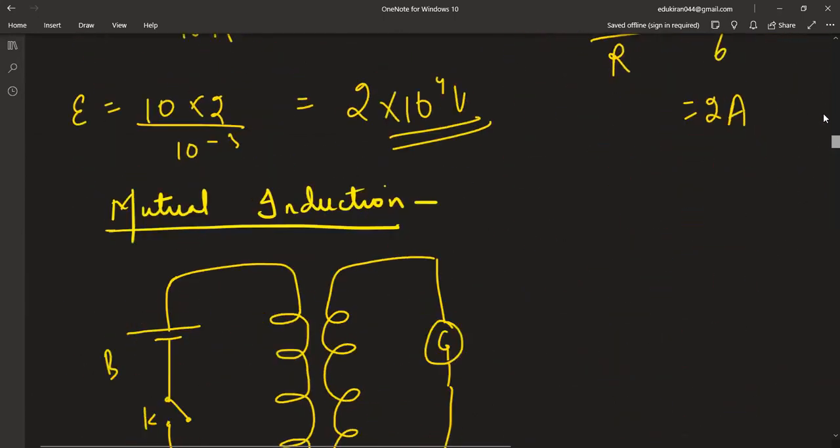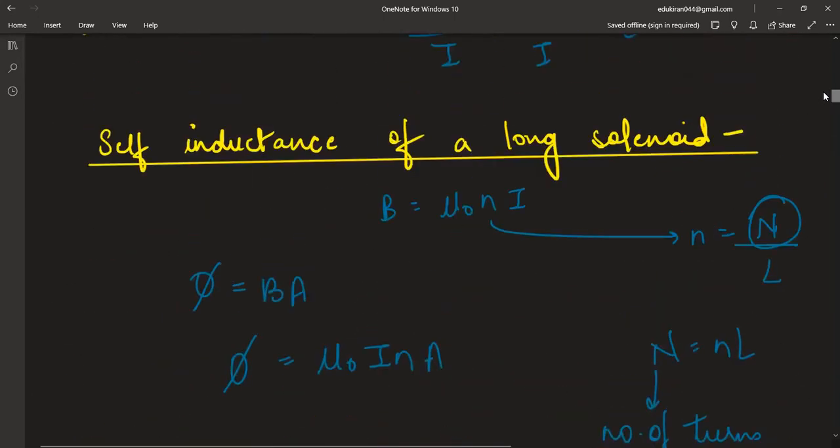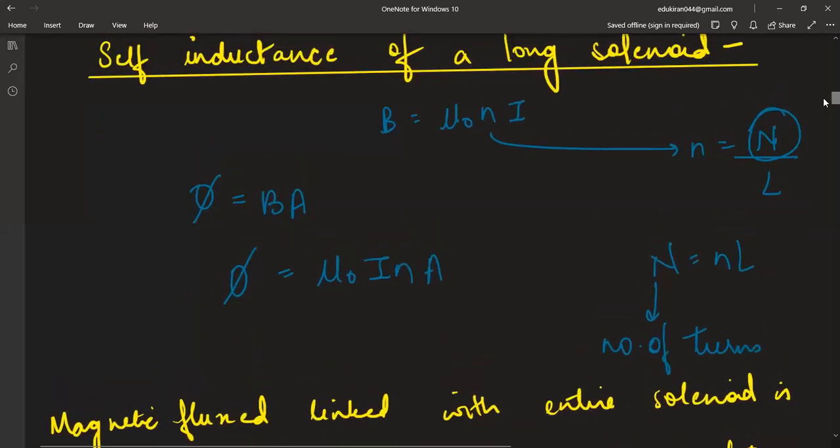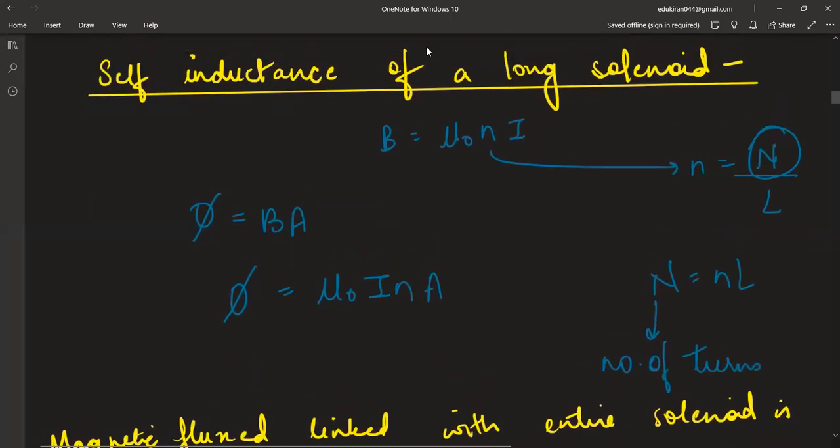Now we are left with mutual induction. That shouldn't take so much time. If you have understood self-induction, mutual induction is very easy.